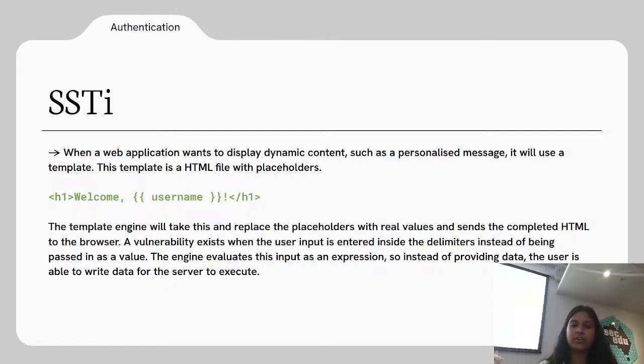We have a vulnerability created here when the user input entered is inside the delimiters instead of being passed in as a value. So what I mean by that is, instead of where it has the double brackets username just being passed in as a value, you're actually changing username. So that results in the user being able to write data for the server to execute.